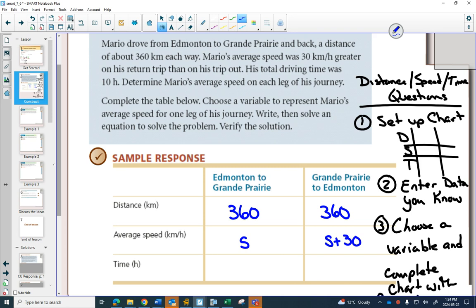And our goal in the chart is to complete our chart with only the one variable that we chose. So the first thing they told us that we don't know was his average speed on the way there. On the way back, it was 30 kilometers per hour greater.